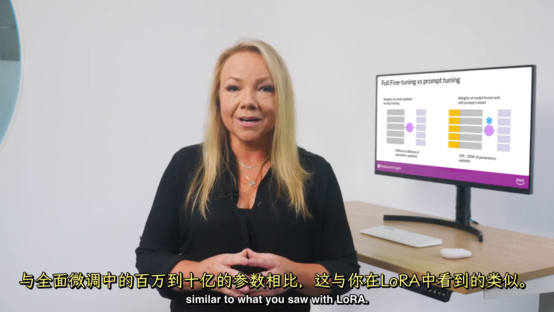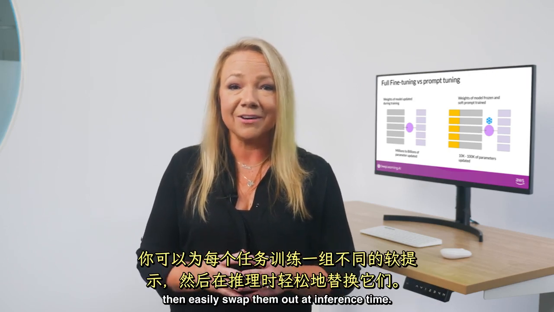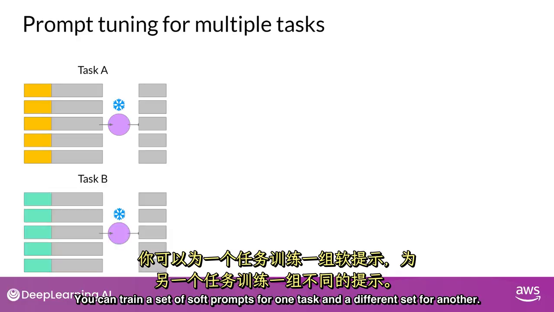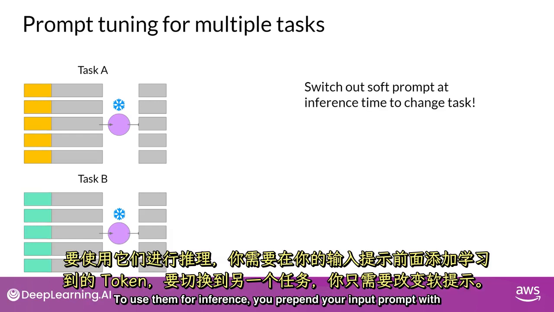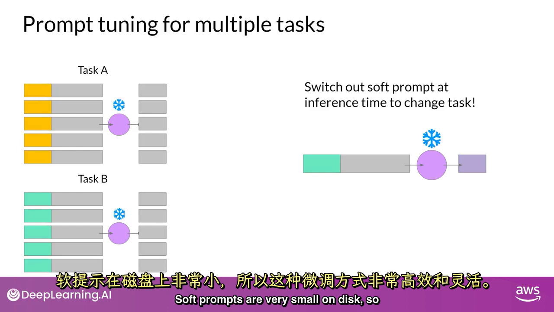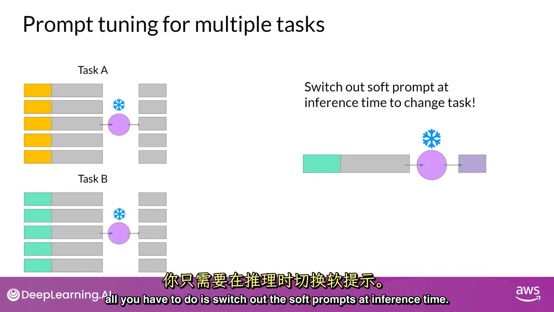Similar to what you saw with LoRA, you can train a different set of soft prompts for each task and then easily swap them out at inference time. You can train a set of soft prompts for one task and a different set for another. To use them for inference, you prepend your input prompt with the learned tokens. To switch to another task, you simply change the soft prompt. Soft prompts are very small on disk, so this kind of fine-tuning is extremely efficient and flexible. You'll notice the same LLM is used for all tasks. All you have to do is switch out the soft prompts at inference time.